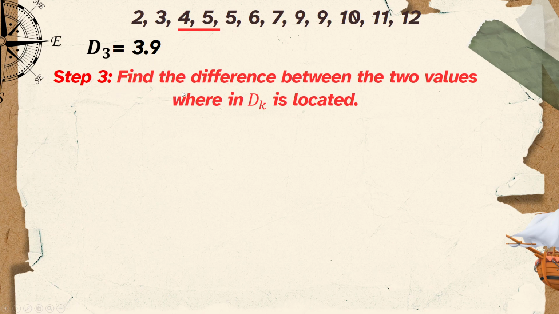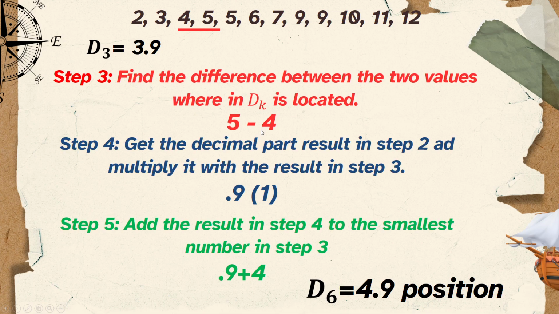3.9. Our step 3 is find the difference between the two values wherein d sub k is located. 3.9 is between the third and fourth position. So we have 4 and 5. We will find the difference. 5 minus 4 is equal to 1. Step 4, get the decimal part result in step 2 and multiply it with the result in step 3. Our decimal part is 0.9, right? So we will multiply it to the result in step 3. 0.9 times 1 is equal to 0.9.